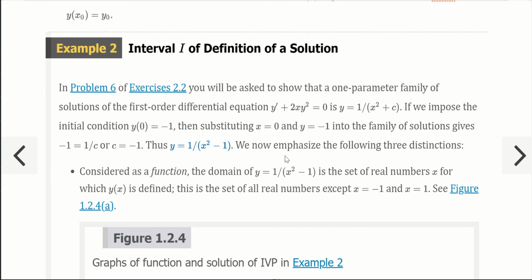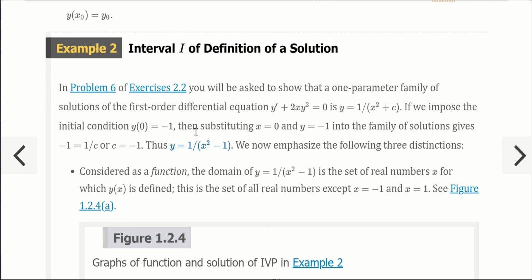One of the things that's going to be extremely important to focus on is the interval I of definition of a solution. Whenever we create solutions to these differential equations, it's always fair to ask, on what intervals are our solutions defined? For example, we're not going to show this, but just take it as a fact, or you can check it on your own, that this family of solutions, y equals 1 divided by x squared plus c, indeed solves this differential equation, y prime plus 2x y squared equals 0.